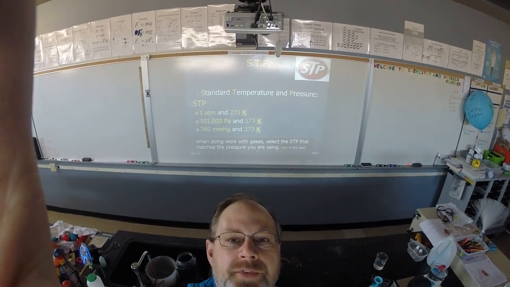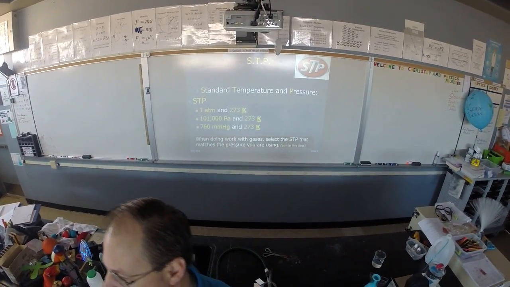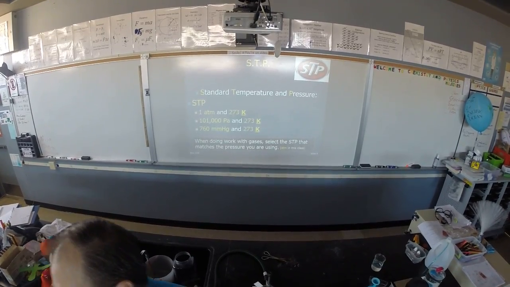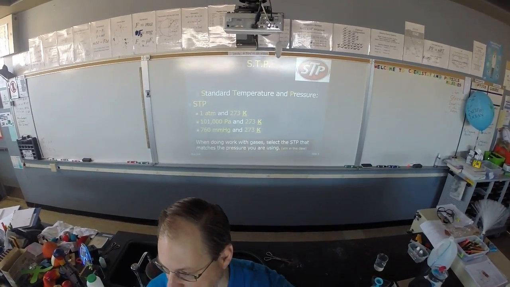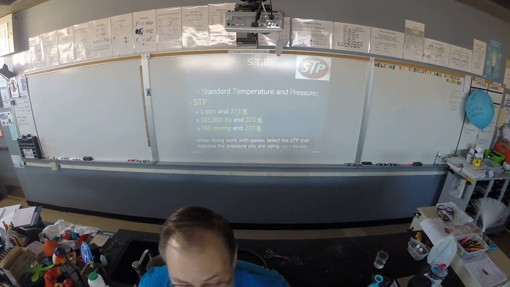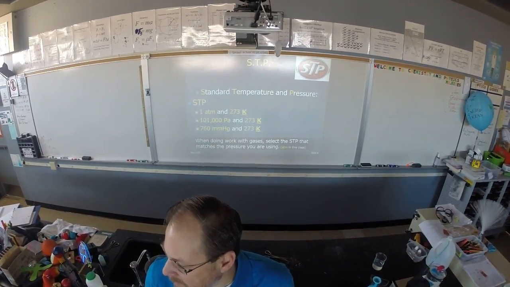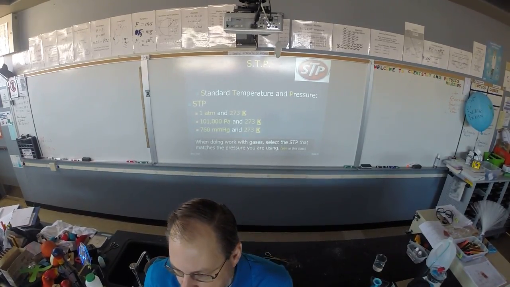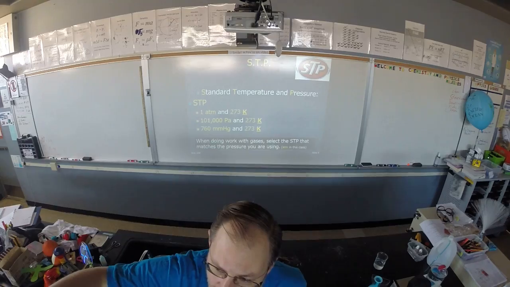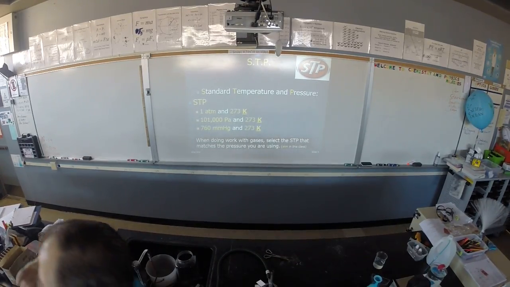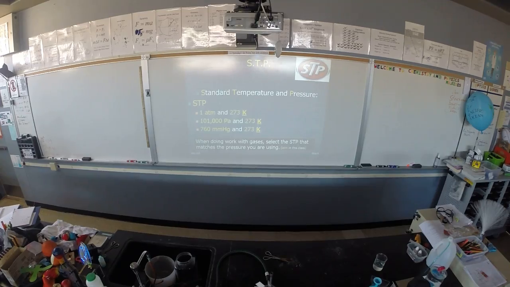So when you see STP, what that means is standard temperature and pressure. And when there's an adult talking at the front of the room, that means you should be quiet unless you have a question. Then you can raise your hand and ask a question. But when you see STP, that means standard temperature and pressure. It's a shortcut, meaning standard temperature, which is 0 Celsius, and standard pressure, which is 1 atmosphere.